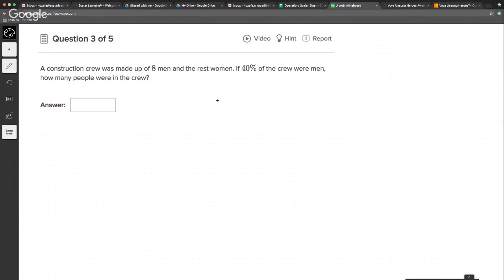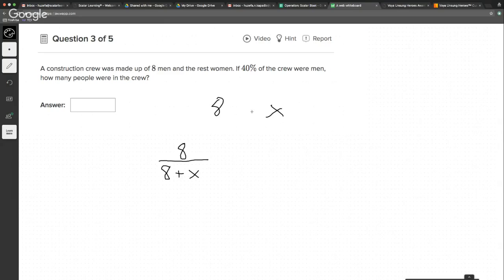Okay, 8 men and X women. If 40% of the crew were men, how many people were in the crew? All right, check this out. I'm going to do it a special way. We're going to use proportions. 40% were men. That means some of you might say 8 over X equals 40%. 8 over the total, which is men plus women. Okay, 8 over 8 plus X. Actually, we don't even need to do that because we're not trying to find the women. We're just trying to find the people in the crew.